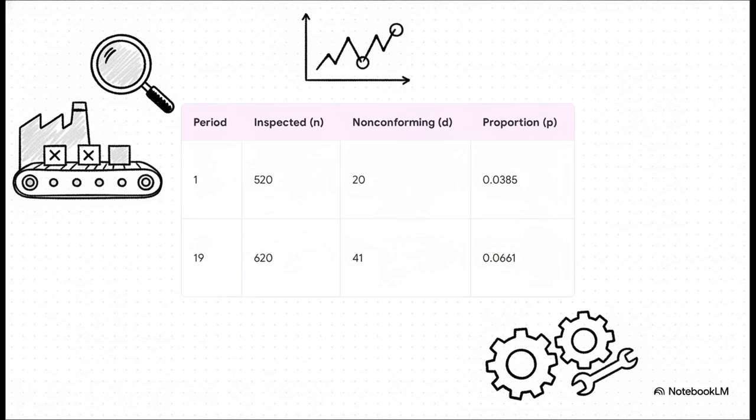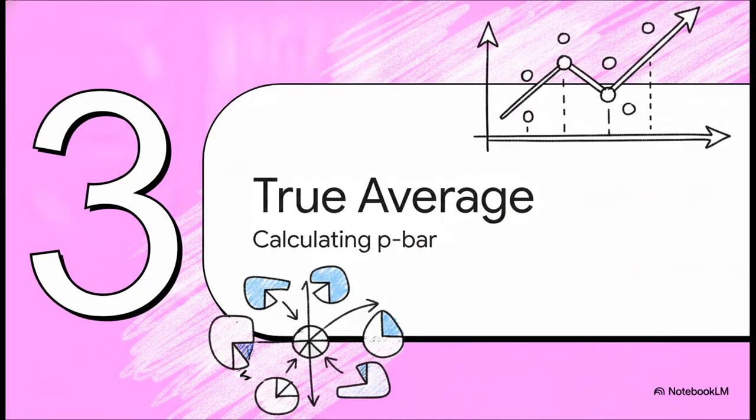Now fast forward to period 19. They've had a supplier change. They inspect 620 packs, and they find 41 failures. 41 divided by 620 gives a p of 0.0661. Now that failure rate is noticeably higher, for sure, but to prove statistically that the process has fundamentally changed, we need a baseline. Which brings us to Section 3, calculating the true average.